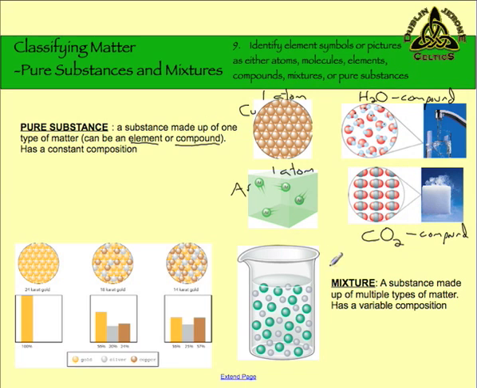But I can also have a mixture. A mixture is a substance made up of multiple types of matter, and it has variable composition.